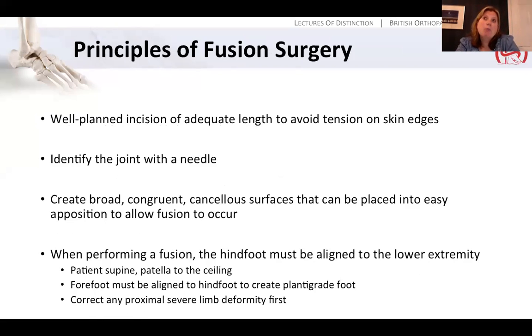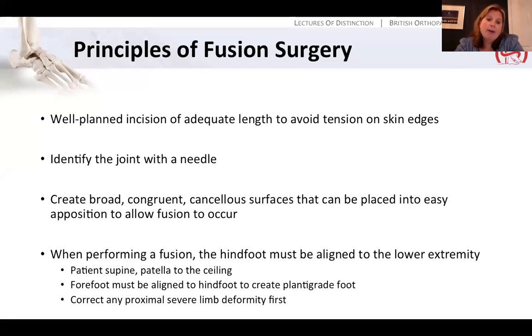It's really important with fusion surgery to plan your incisions, particularly if you need multiple incisions, to make sure you have a wide enough skin bridge, make sure they're long enough, and make sure you avoid tension on your skin edges. I think it's really important to use your image intensifier right from the beginning. It can be really useful to help plan your incisions, but also it can help you to identify the joint with a needle so that you know that you're fusing the right joint. That's an important thing to do, particularly in the early stages of your career. And I still use it to this day.